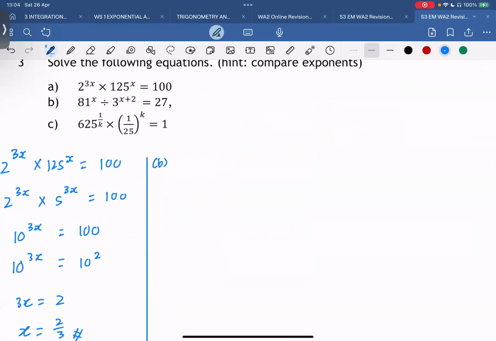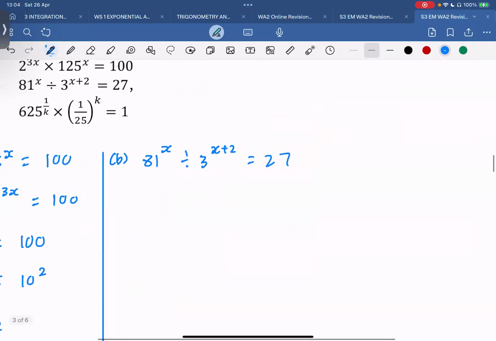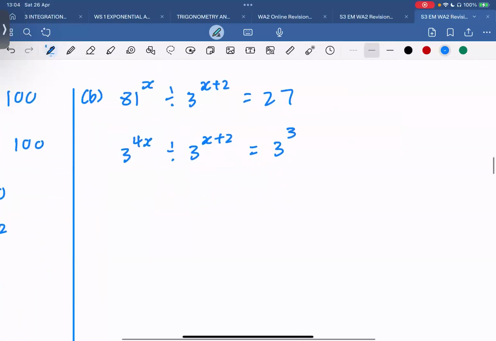Alright, part B. Okay, same thing, simplify the bigger terms. So 81 can be converted into 3 to the power of 4. And 27 can be converted into 3 cubed. So now simplify the left-hand side. I will have 4x minus x plus 2. So that will give us 3x minus 2.